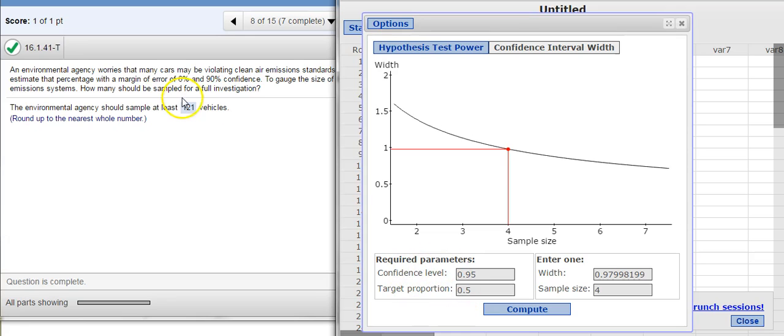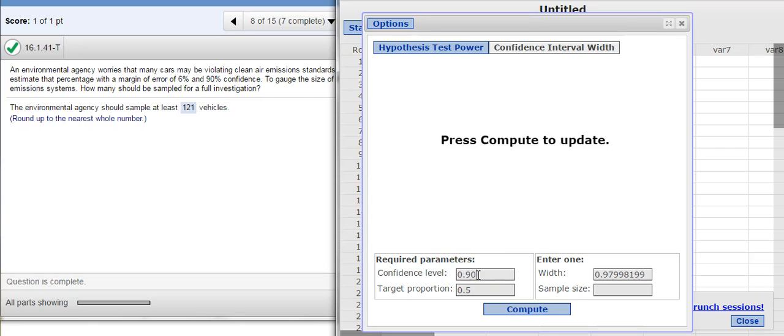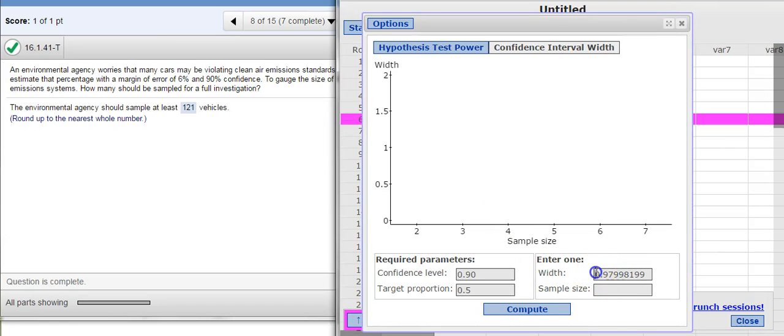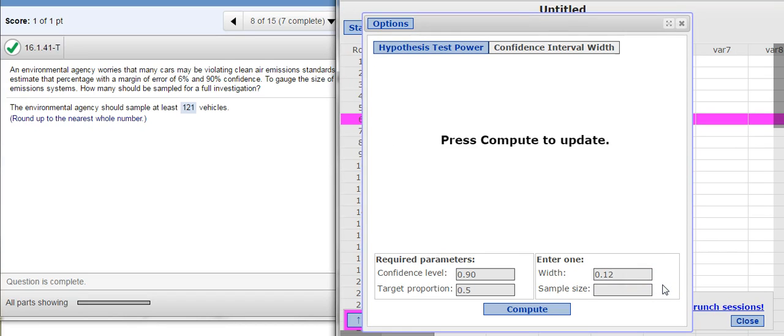The confidence level says 90% confidence, so you're going to change that to 0.90. And the width is 2 times the margin of error. Here they tell you a margin of error of 6%, so you use 2 times that. So 2 times 0.06, putting it in decimal. I'm just using a calculator in Excel. So this is our width. The width is 0.12, so you put the width as 0.12.